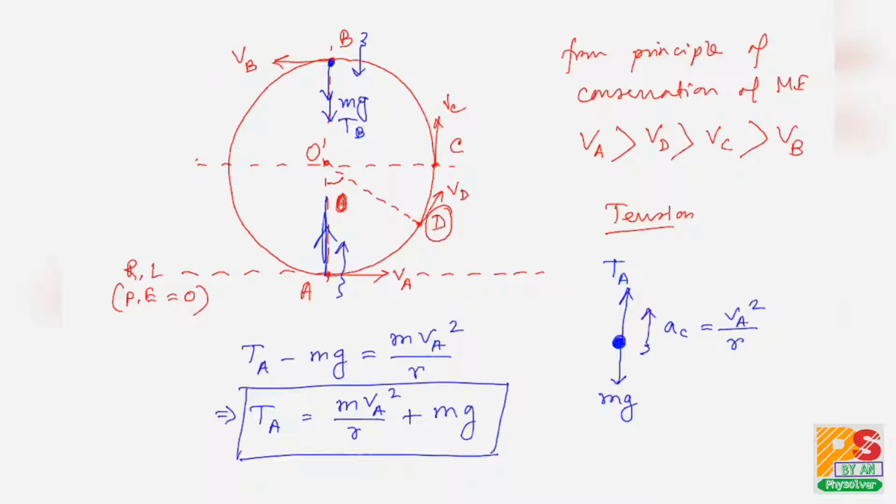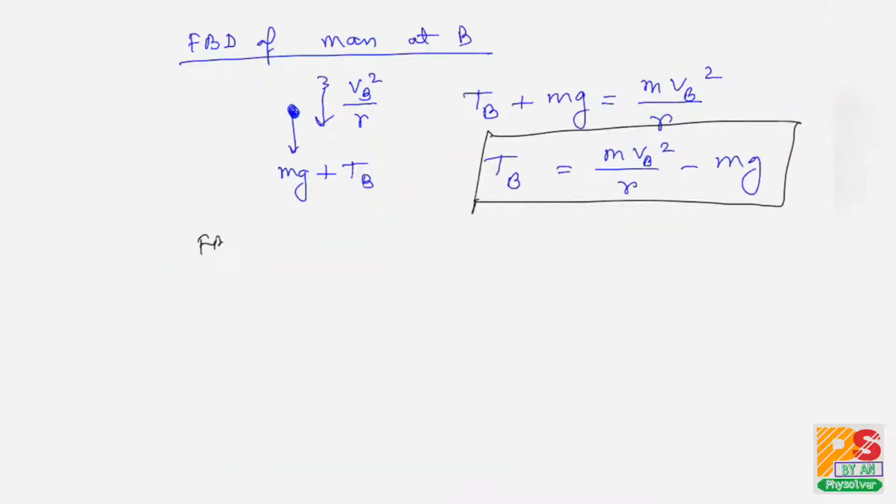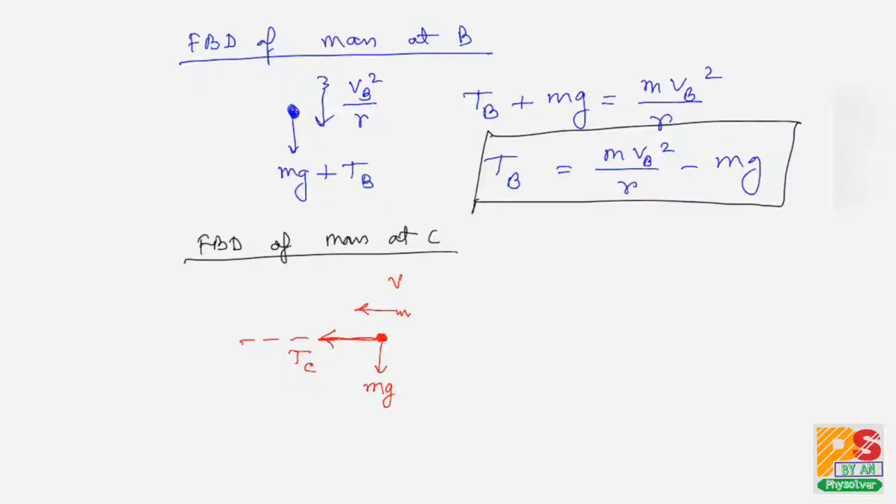Now coming to the horizontal position, which is C. Now see, FBD of the mass at C. C is the horizontal position, mind it. Now at C we can say that weight is downwards, tension is along the string and pulling in nature, so Tc, and centripetal acceleration is towards the center, which is Vc square divided by r.